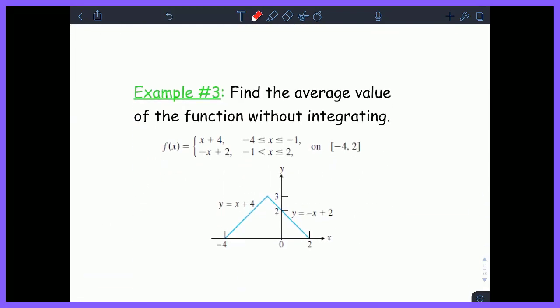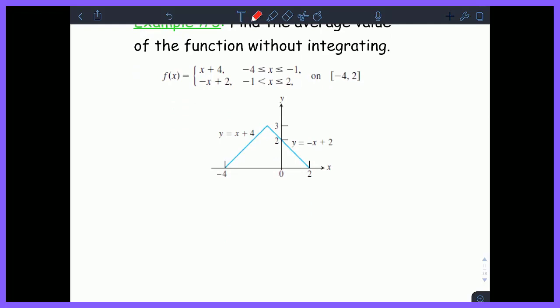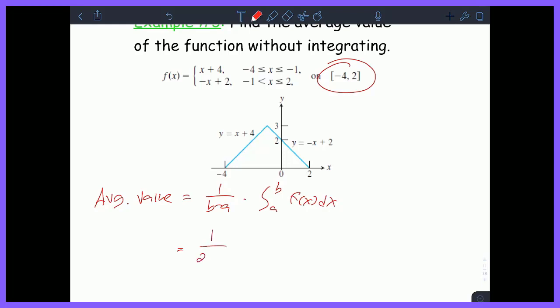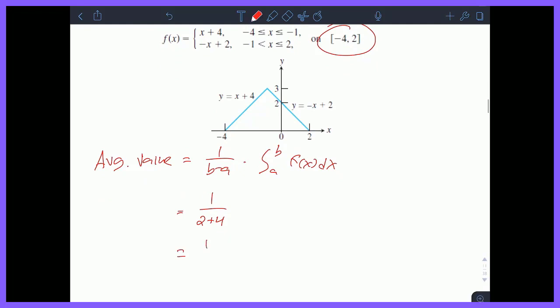Number 3, find the average value of the function without integrating. So let's use geometry. So you have a nice triangle here. Let's remind ourselves of the average value. The average value is equal to 1 over b minus a times the integral from a to b of f of x dx. Obviously 1 over b minus a is quite easy. The interval is -4 to 2. So it would be 1 over 2 minus negative 4, which is 1 over 2 plus 4, which is 1/6.